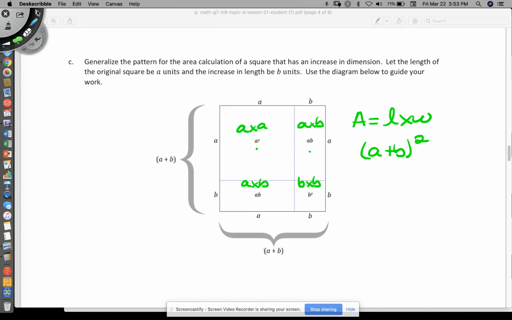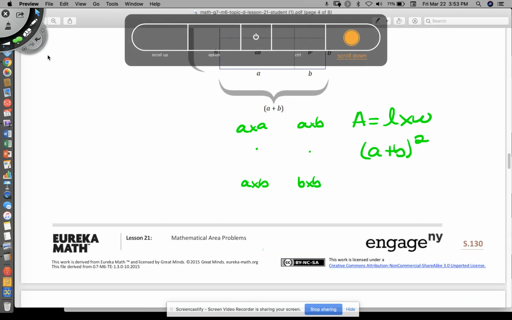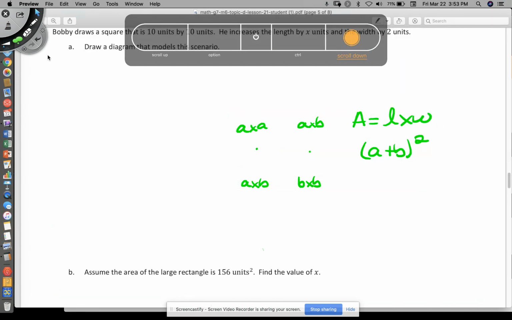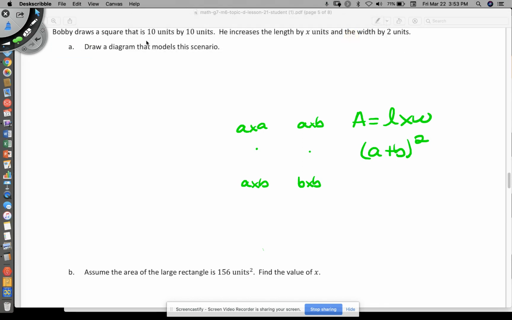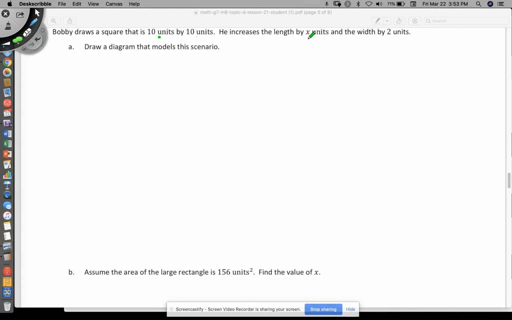Okay, that brings you to the 2 that you're going to do on your own here, but I'm going to help you out. You're going to draw a box that is a 10 by 10, and then it's increasing by X units, all right? And its width is increasing by 2. So you want to make sure that you create a box here. So you're going to have some variables in here. Then it says down here to go ahead and solve that you have the whole area is 156. See if you can figure out what that X actually is.